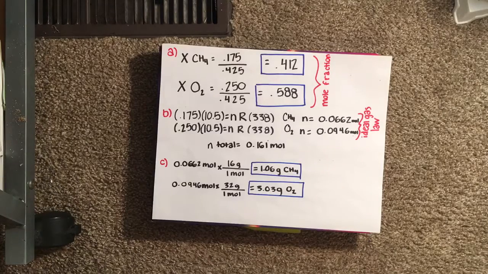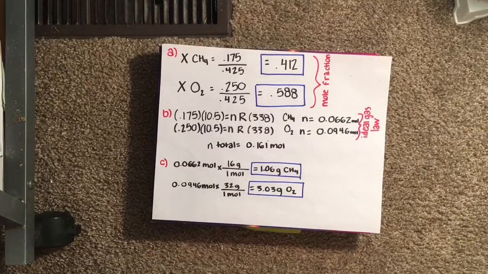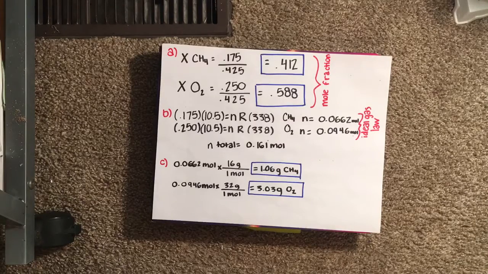So it's just quick mole to mass stoichiometry. You multiply by the molar mass. For CH4, it's 0.0662 times 16 to get 1.06 grams. For O2, it's 0.0946 times 32 to get 3.03 grams of O2.